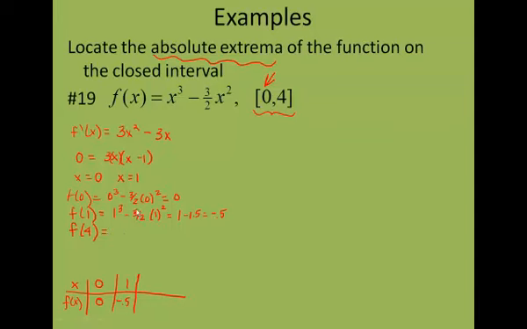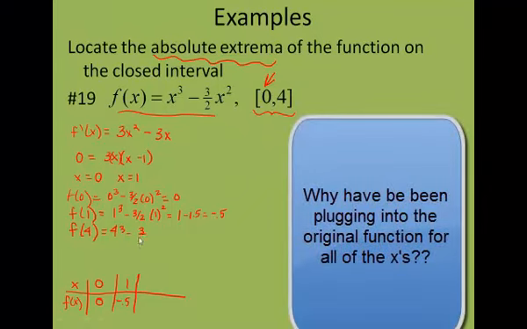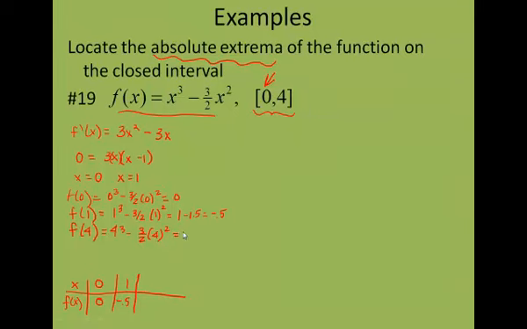So I am again going to find out, I want to find the highest or the lowest y, so I'm going to go back to my original function and I'm going to plug in 4. So 4 cubed minus 3 halves 4 to the second. So this all is going to be 64 minus 24, which would equal 40. So at x equals 4, we're going to get 40. In all, what I can determine is this right here would be my minimum point on the graph, my absolute minimum. This right here is my absolute maximum.